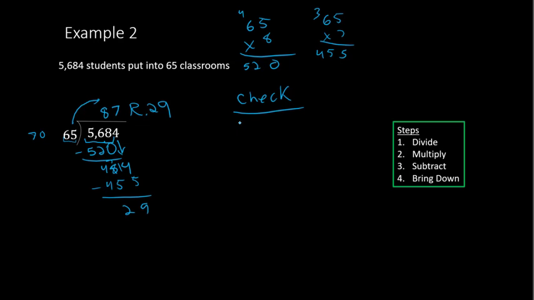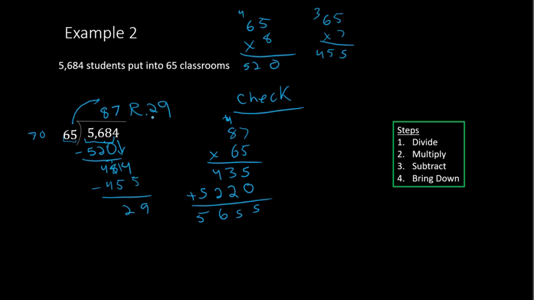We would do 87 times 65. So we do 5 times 7 to get 35. Take the 5, carry the 3. 5 times 8 plus 3 is 43. Put a 0 here and repeat. 6 times 7 is 42. Put a 2 here, carry the 4. 6 times 8 plus 4 would be 52. Now we add these together. We get 5, 5, 6, and 5.